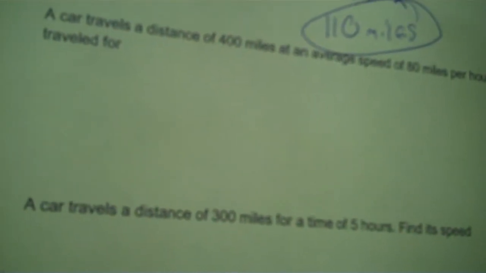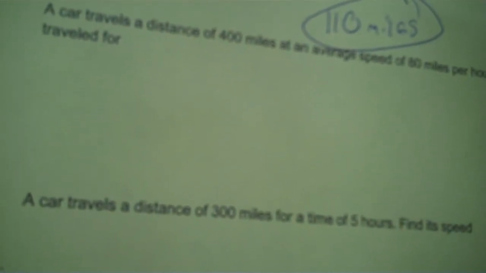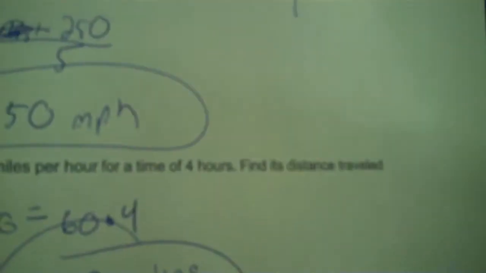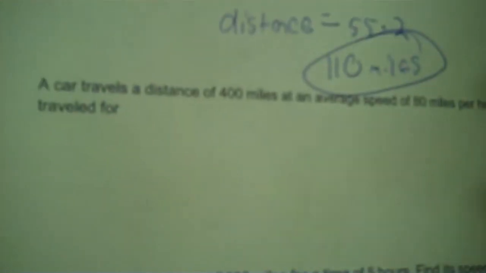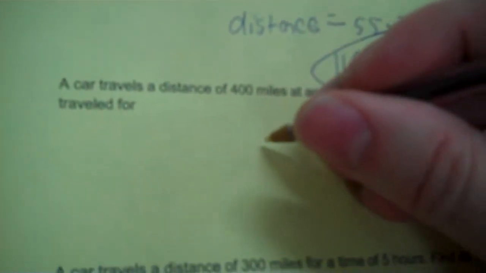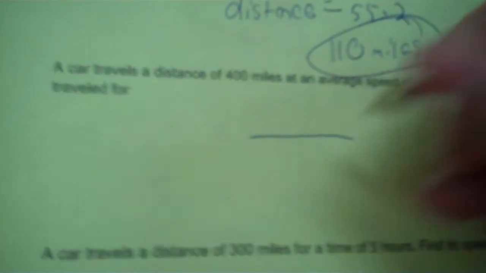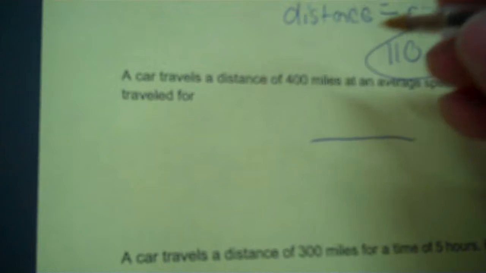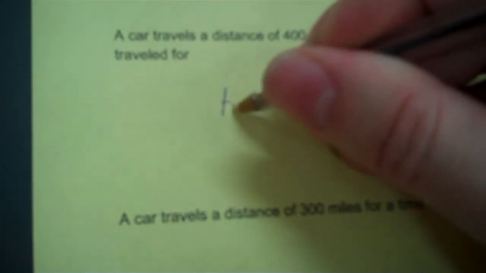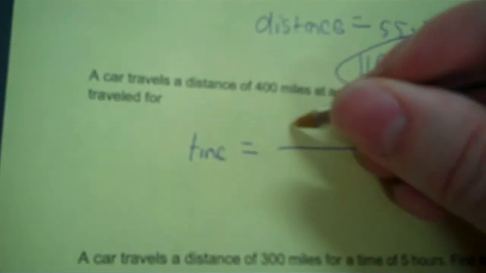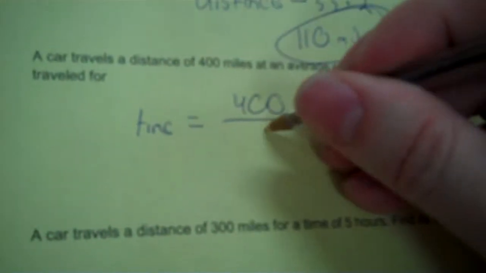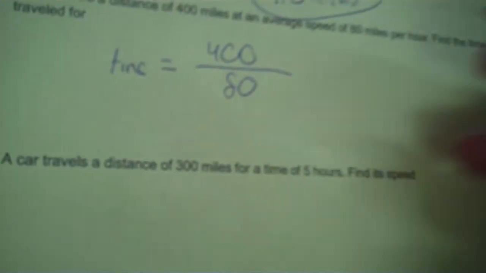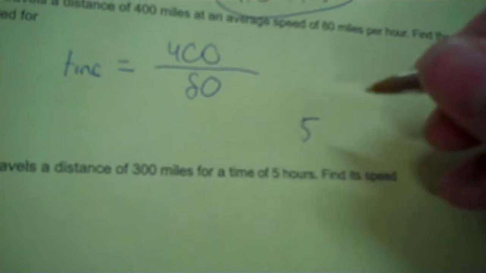Car travels a distance of 400 miles at an average speed of 80 miles per hour. Find the time it traveled for. So time is distance divided by speed. So for time equals distance divided by speed, we're taking the 400 miles, dividing it by 80 miles. That's 5. Okay, so 5 hours.